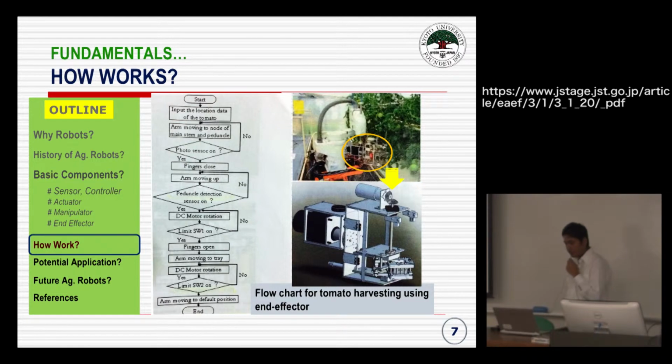Actually, how does the robot work? I put here one example of a tomato harvesting robot. In the yellow circle there is an end effector, and at the bottom of the picture there is an end effector that can harvest a tomato cluster.